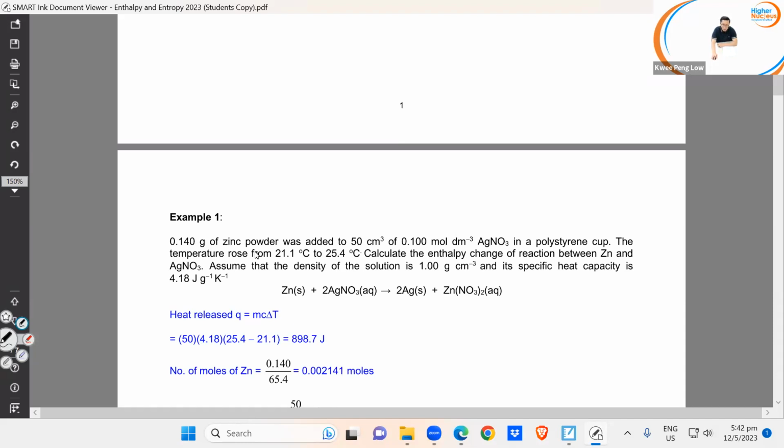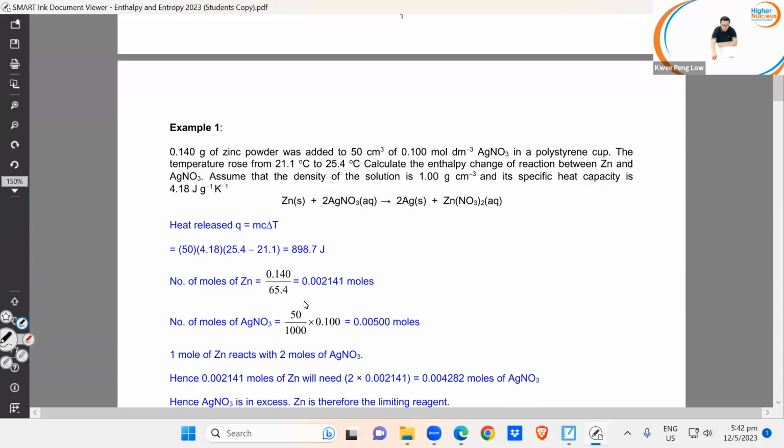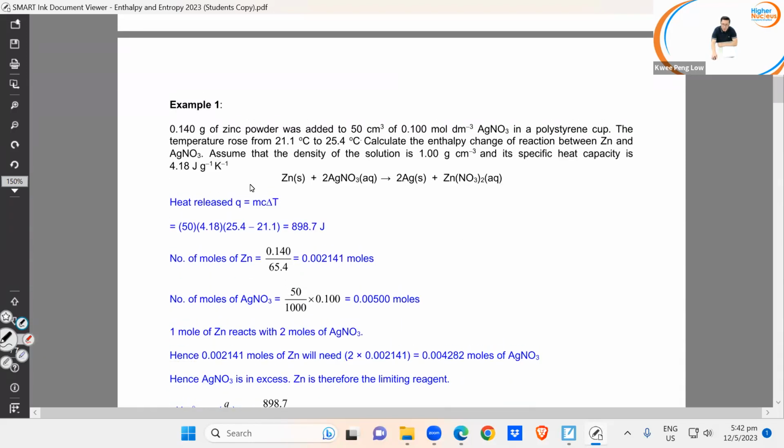Now, zinc powder added to silver nitrate. More often than not, your solid is the limiting reagent, because when the solid goes into the solution, it will have totally dissolved. But just to be safe, let's prove it. I find my number of moles of zinc by taking the mass divided by the Ar. I find my number of moles of silver nitrate. Now, for 1 mole of zinc, we need 2 moles of silver nitrate. So if I have 0.002 moles of zinc, I will need about 0.004 moles of silver nitrate. I have more than enough. So my silver nitrate is in excess, and I prove that my zinc is the limiting reagent.